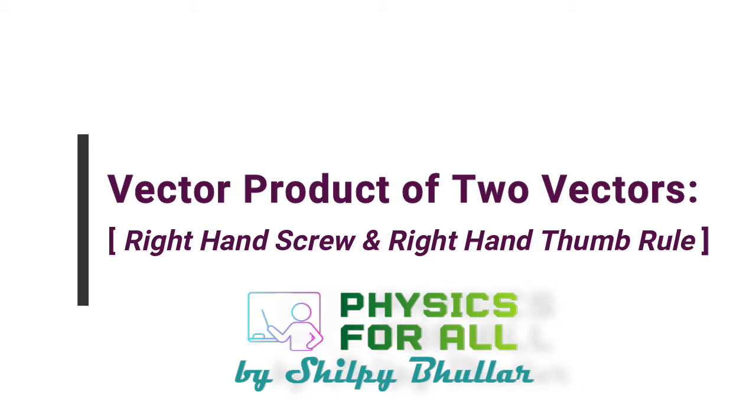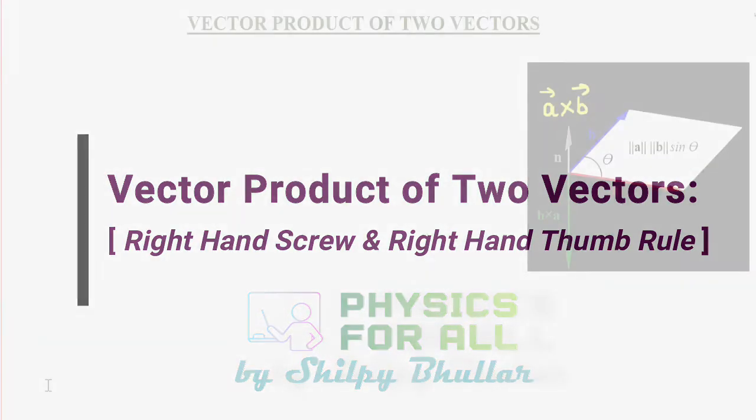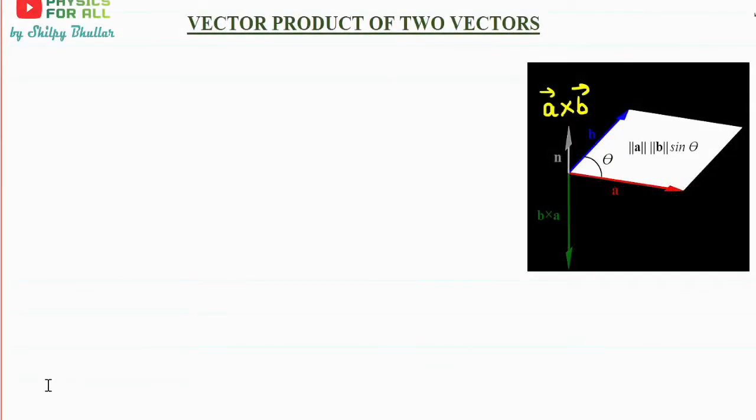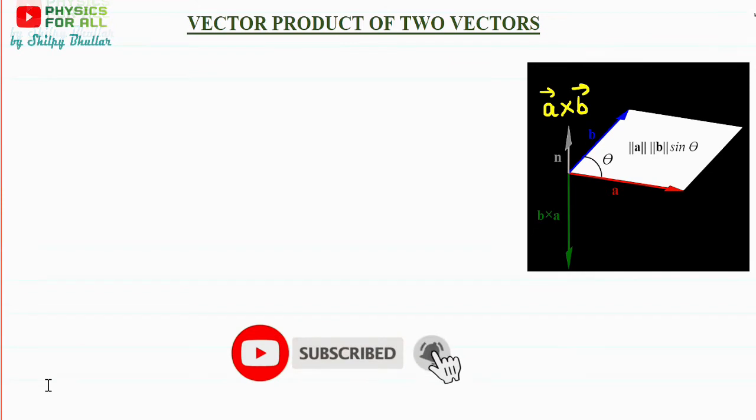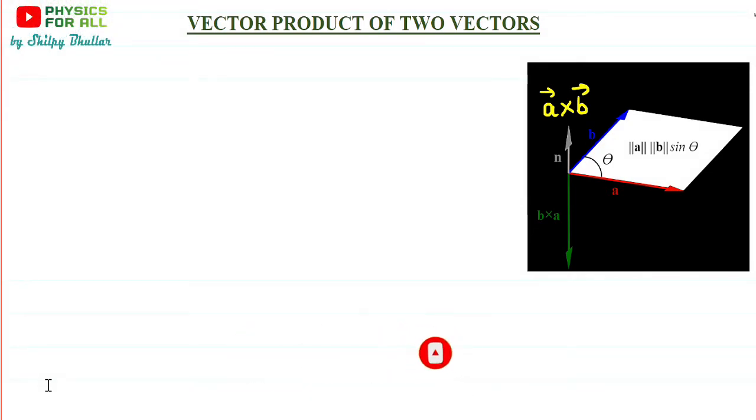In the previous video we discussed the scalar product of two vectors and studied its formula. We got to know that it is also known as the dot product, and that the result of the scalar product of two vectors is a scalar quantity. Today we are going to discuss the vector product of two vectors.